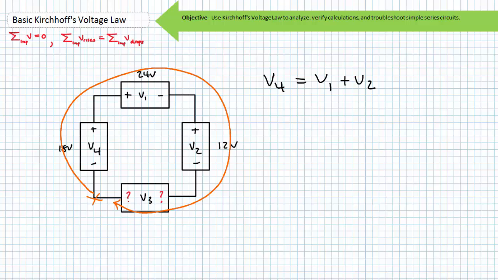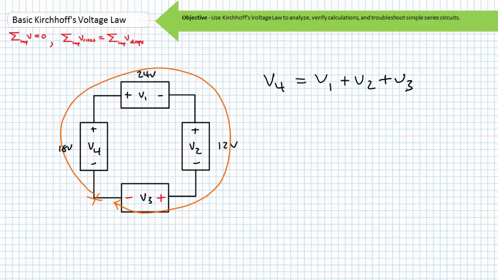Finally, we hit unknown element 3 with an unknown polarity. Let's just assume it has polarity positive to negative and is therefore considered a voltage drop, and it would go on the right-hand side of our equation. If we are correct in this assumption, we should get that same polarity. If we are wrong, we'll get a negative value. The magnitude in both cases would be the same.